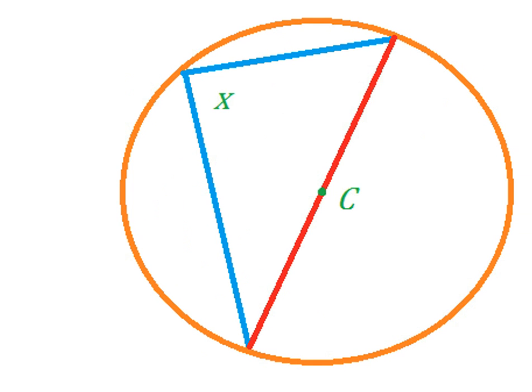Now this next one, C is the center, that red line's the diameter. Take a second, see if you can figure out what the angle x would be. Yes, it is a right angle. So it is 90 degrees.